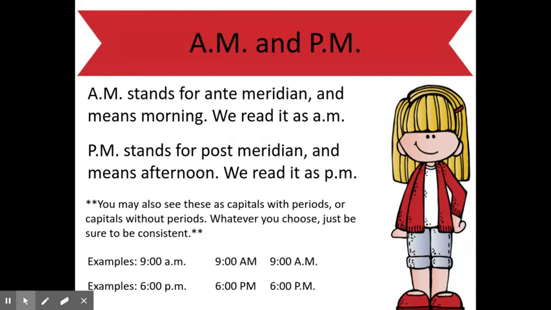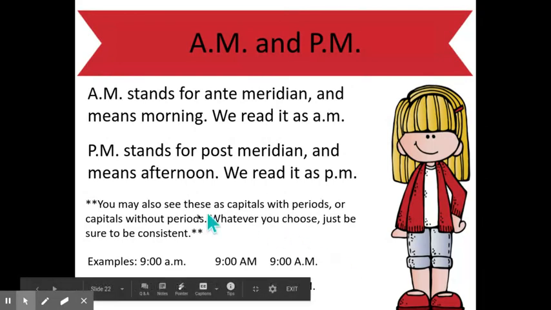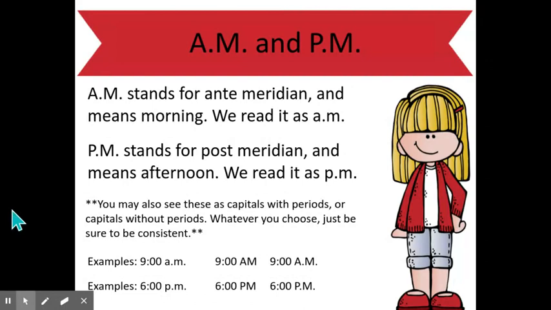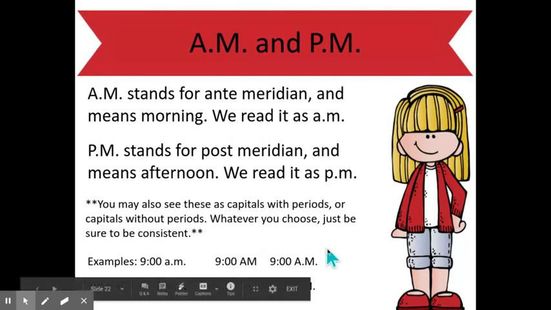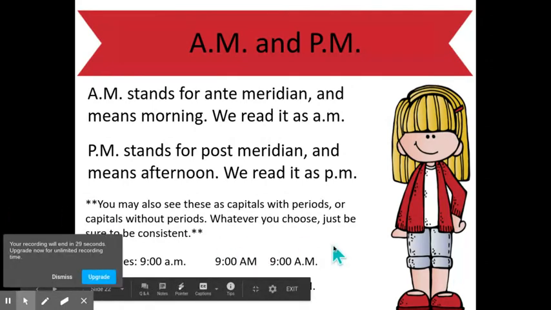You just want to be consistent. Whatever you choose, you need to stick with every time you are writing on your worksheet, in your paper, in your essay, you're writing a time. I will say one thing I saw is that the lowercase with 2 periods is apparently the most correct or most common, but that does not mean that either of these are wrong.